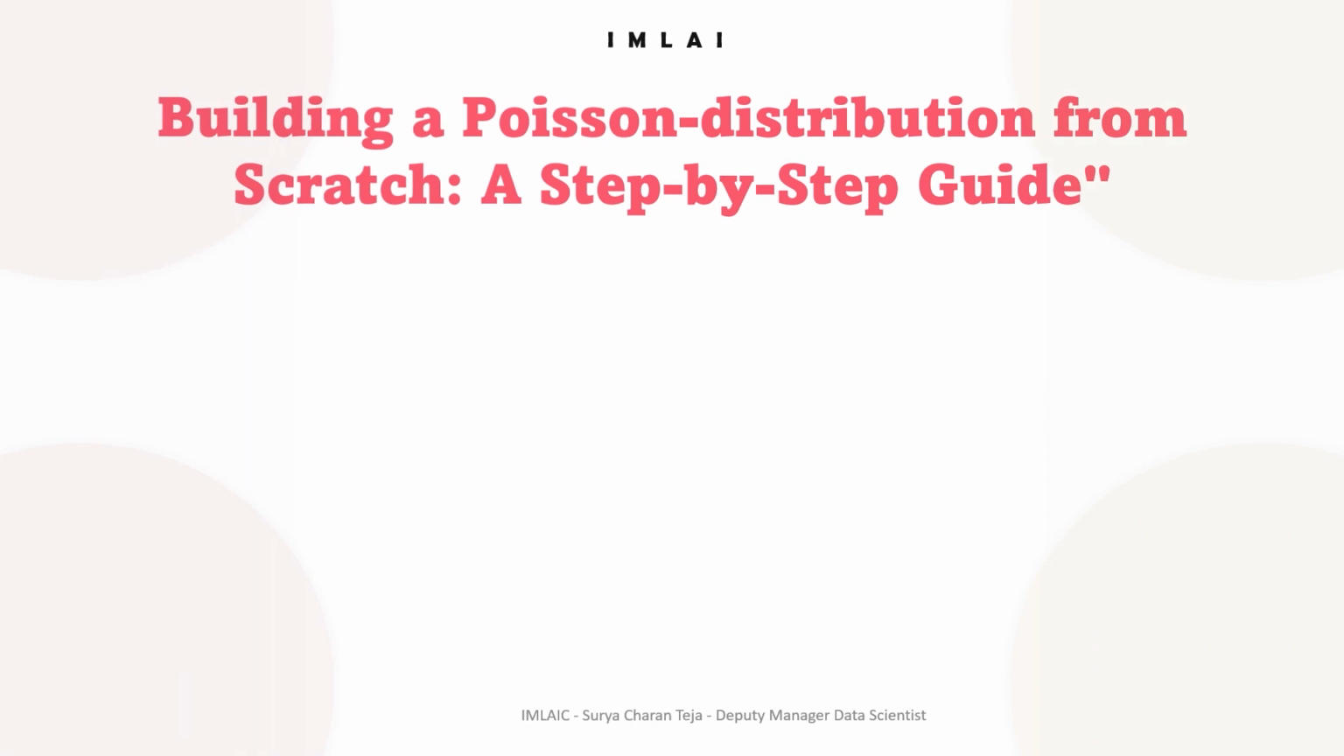Okay, so now let's build a Poisson distribution from scratch, a step-by-step guide. To build a Poisson distribution, we first need to understand its properties and parameters. The Poisson distribution is a discrete probability distribution that represents the number of events occurring in a fixed interval of time or space, given that these events occur at a constant rate and independently of each other. The Poisson distribution has only one parameter, which is the mean, lambda, or rate of occurrence of the events.